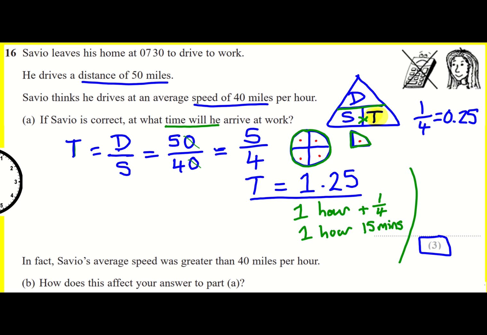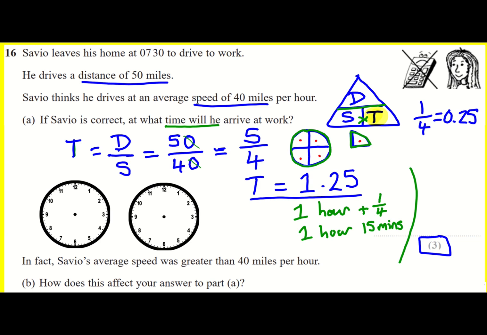Now, we haven't quite finished the question yet because it says, if Savio is correct, at what time will he arrive at work? Okay, so he leaves at 7:30. So 7:30 is there. And it's taking him an hour and a quarter. So we're going to go an hour. An hour will take us to 8:30. And then another quarter of an hour would take us to 9:15.